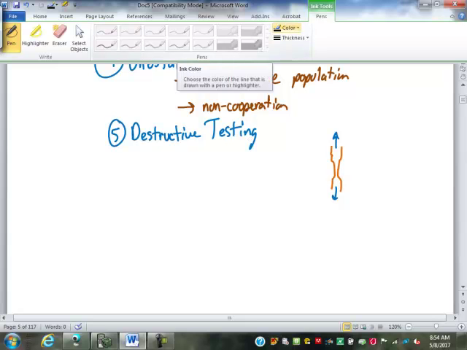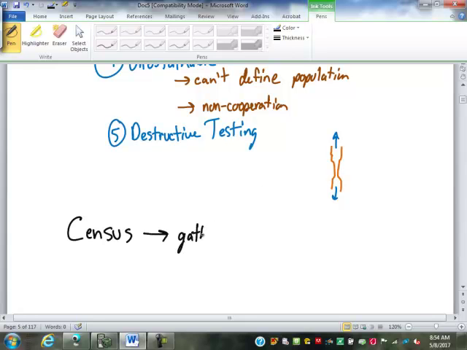So now I mentioned two big terms there. I mentioned census. And census is an attempt to gather information from a population.